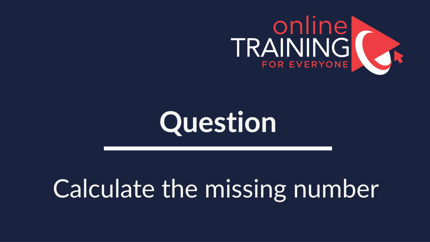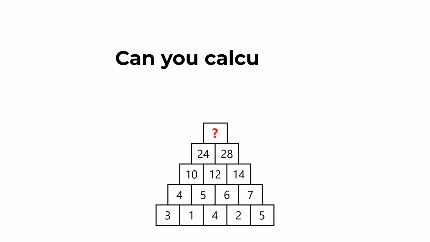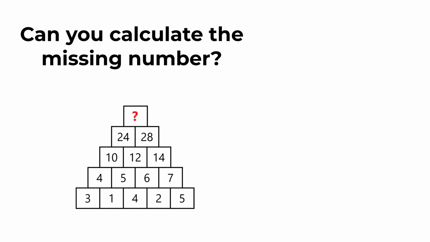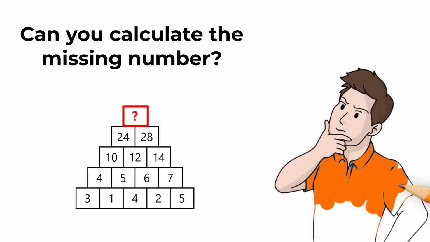Here's one of my favorite questions, and it is my favorite because it is so unusual. You are presented with a pyramid. The pyramid contains 5 different layers. If we go from the top to the bottom, you have a question mark. This is the number that you need to uncover.